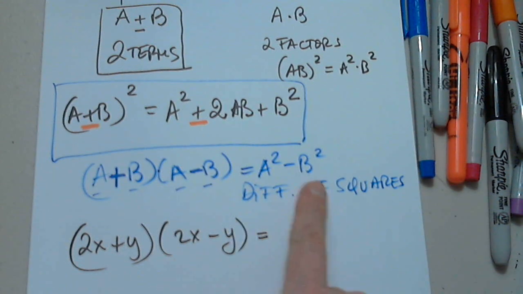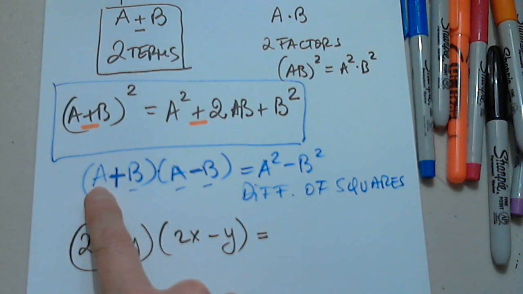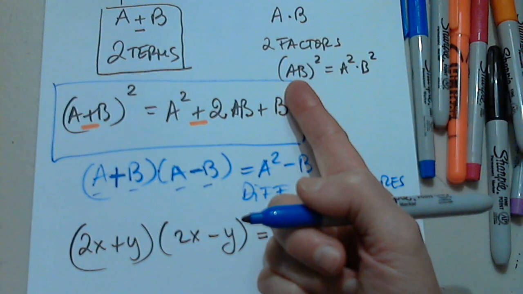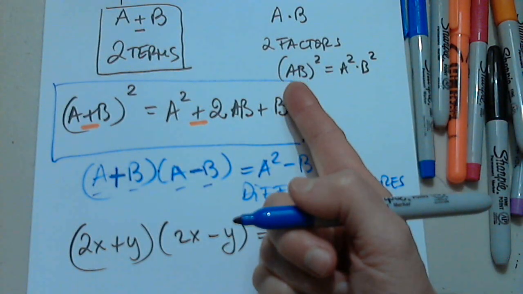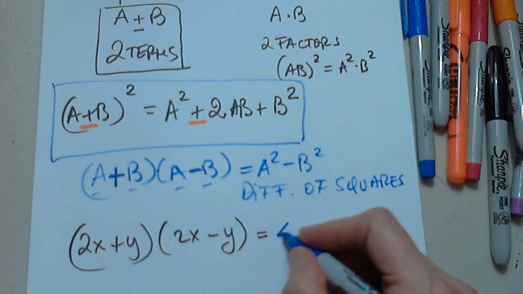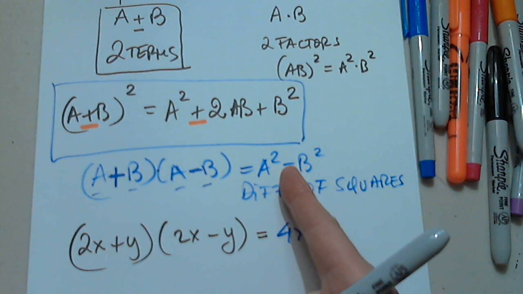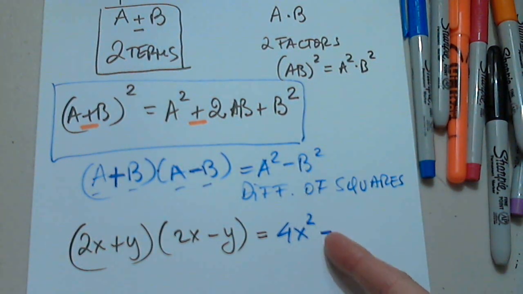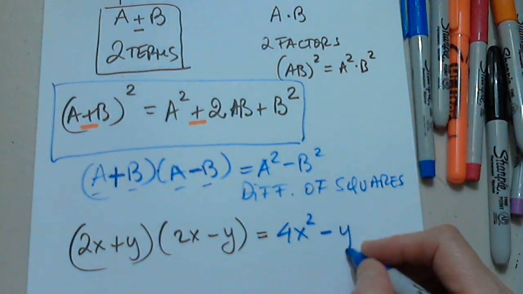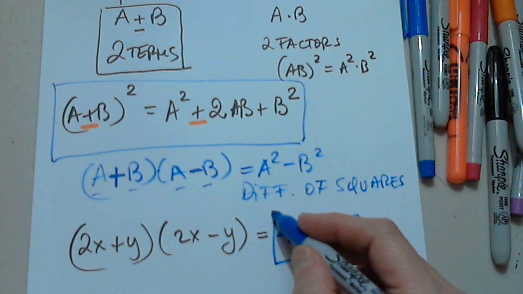So this is what the formula is saying to us. The first term squared: when I square 2x, here's how I square 2x. I have to square 2, and I have to square x. So I have 4x squared. I have to copy the negative sign, because that's what the formula is all about. And then I have to square the second term. That's all I wanted to see.